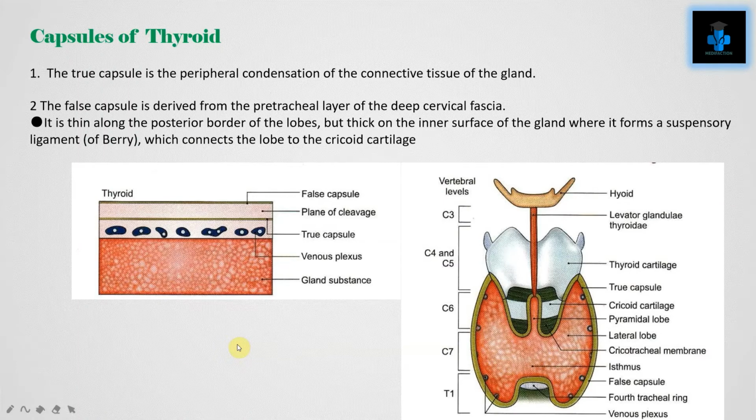Capsules of thyroid. Number 1. The true capsule. It is nothing but the peripheral condensation of the connective tissue of the gland. This right here is the true capsule.